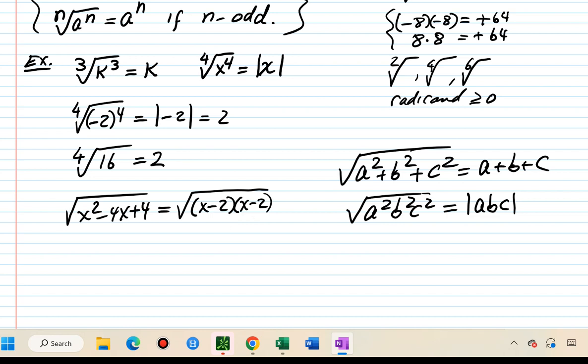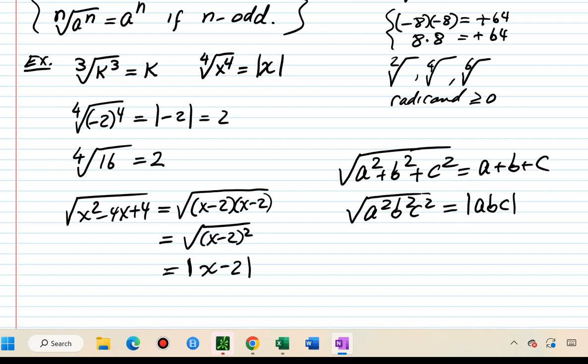And now we can rewrite this as the square root of (x minus 2) quantity squared. And the answer is x minus 2. Now, again, as long as the answer has potential to be negative, which this one certainly does, for example, if x is 0, the answer is negative. But the radical sign means positive or principal root. Therefore, we need to put absolute value here.